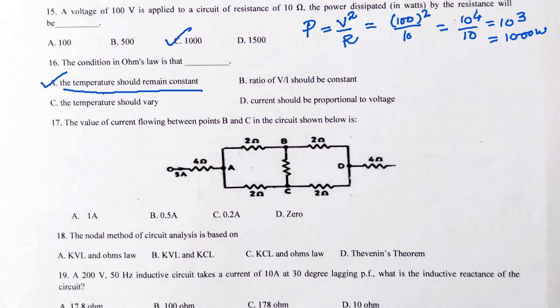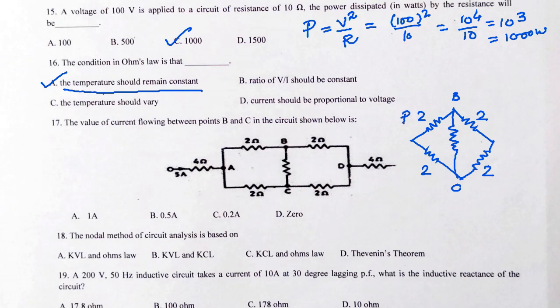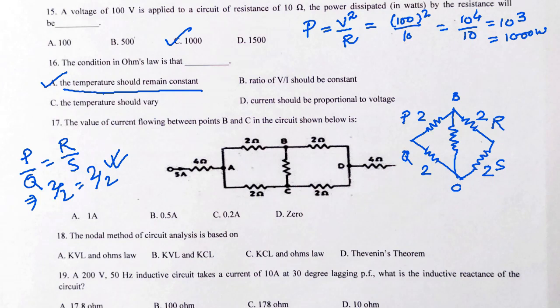Next question is the value of the current flowing between points B and C. Now you can see this is basically a bridge circuit. And here a resistance is connected. So this point is B, this point is C. This is 2, this is 2, this is 2, this is 2. Let this is P, this is Q, this is R and this is S. And you know that for a bridge circuit, if P by Q is equal to R by S, here also 2 by 2 is equal to 2 by 2. So this relationship holds. If this situation happens, then the potential of point B and the potential of point C is the same. And when this is the same, there will be no current through this branch. So this branch is basically carrying no current. So option D here is the correct answer.